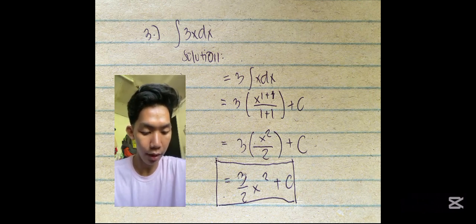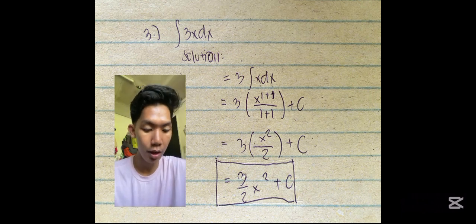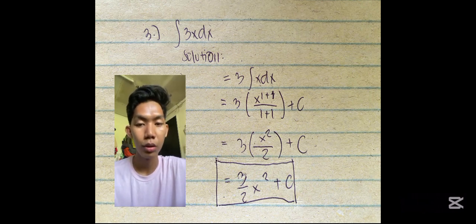And second, we place 3 times the parentheses of x to the power of 1 plus 1 over 1 plus 1, plus C, where we add them all together, which is equivalent to 3 times the parentheses x squared over 2 plus C. So we multiply 3 to the parentheses, which is 3 x squared over 2 plus C, and our final answer would be 3 over 2 x squared plus C.